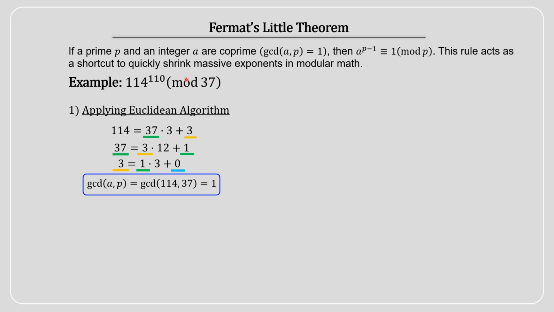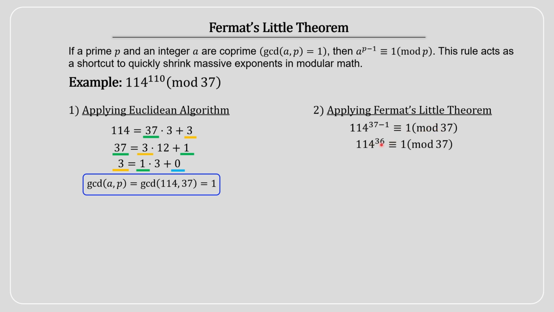Now we have to solve for this. We have to solve for this 114 to the power 110 over here. So now we have to apply Fermat's Little Theorem. As you can see, now we can apply it. So now we can put the 114 over here, the 37, the minus 1, and 1 mod 37. So this is basically our rule. We simplify, we get this.